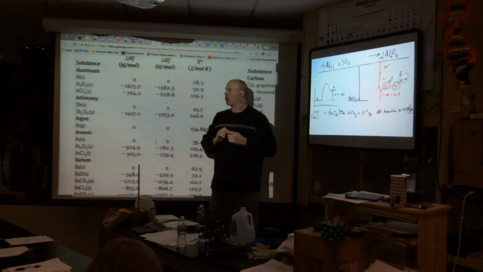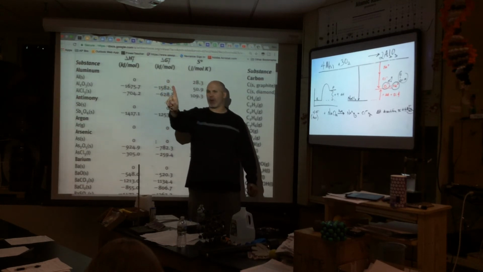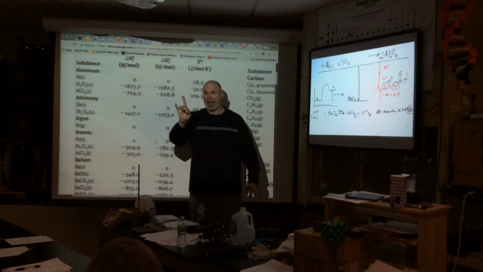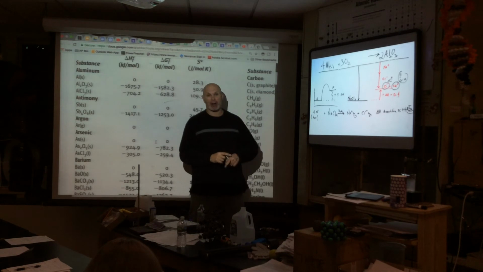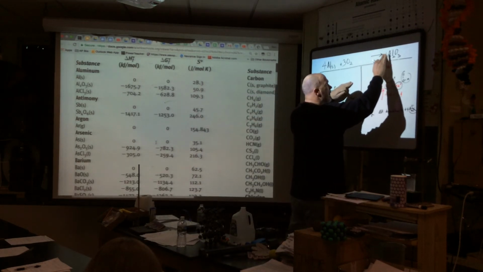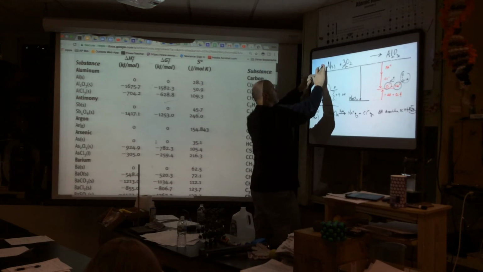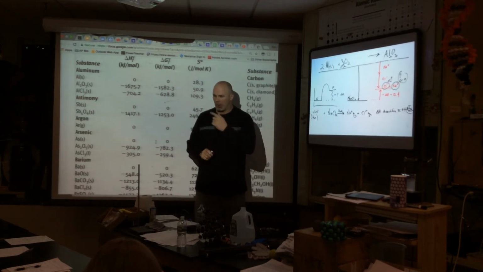But this is per what? That little circle means 1 atmosphere of pressure, 25 degrees Celsius, 298 Kelvin, and these values are per 1 mole. So I can't write it that way. So cut it in half. That's the reaction, per 1 mole.